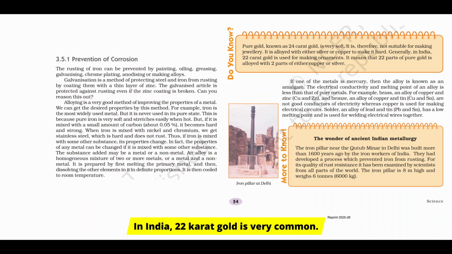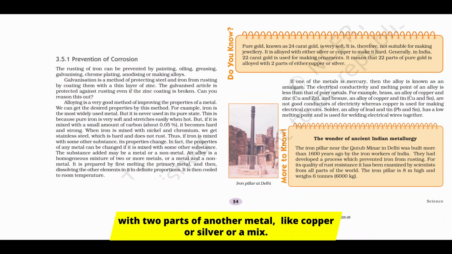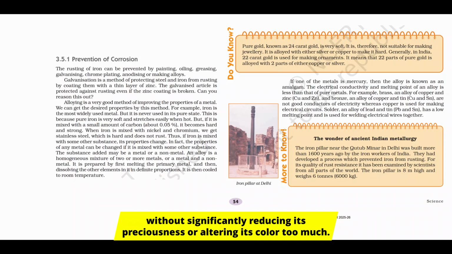In India, 22-karat gold is very common. What does 22 karat mean? 22 parts gold out of 24 total parts. Exactly. It means 22 parts of pure gold are alloyed with 2 parts of another metal, like copper or silver, or a mix. This provides the necessary hardness for jewelry without significantly reducing its preciousness or altering its color too much.